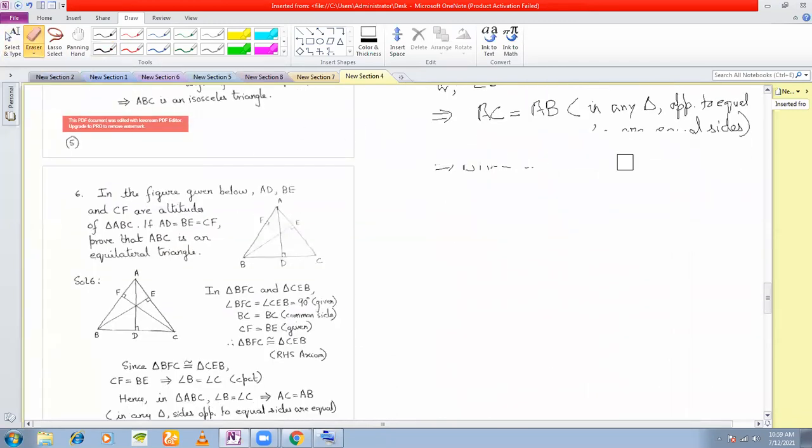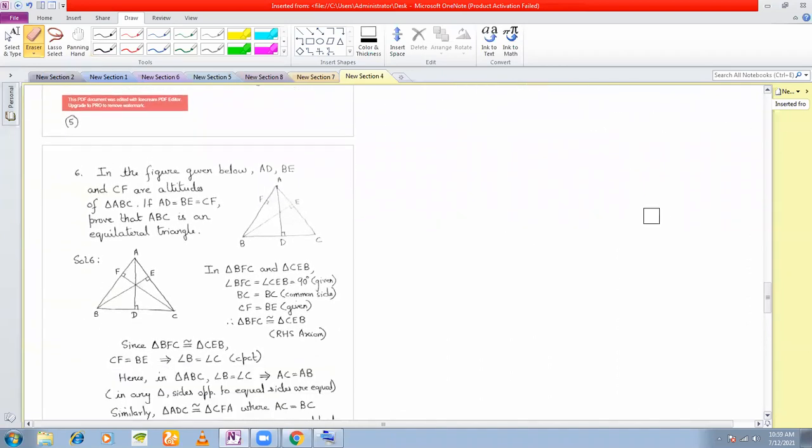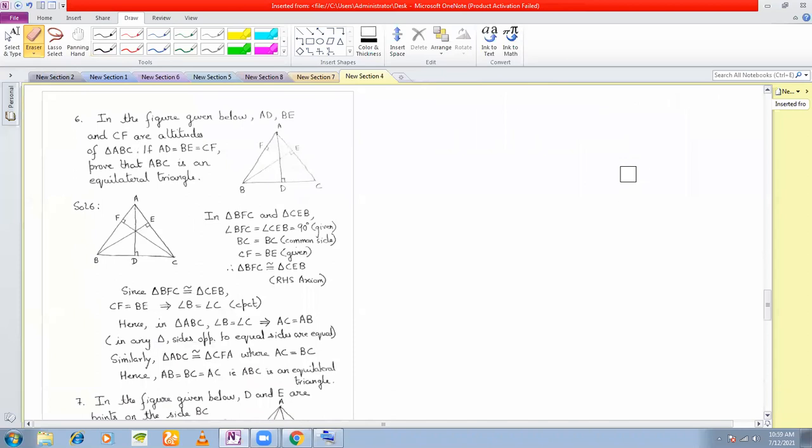Now this problem is a little twisted, in the sense that you have to figure out the triangles here, which triangles are congruent. Let us draw the figure first, and we break this figure into two parts, just for your understanding. Let's draw the figure as it is given, then we'll see what we can do.